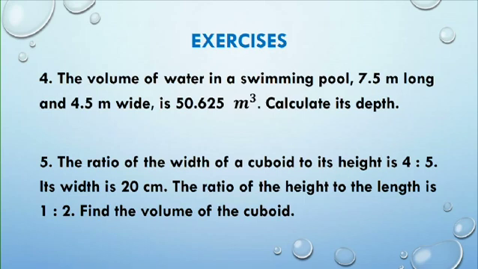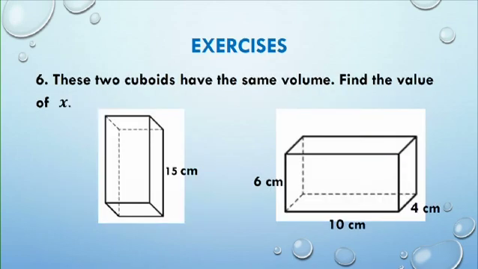Number 5. You have a question where ratio is also involved. So the ratio of the width of a cuboid to its height is 4:5. Its width is 20 centimeters. The ratio of the height to the length is 1:2. Find the volume of the cuboid. Question 6. These two cuboids have the same volume. Find the value of x.